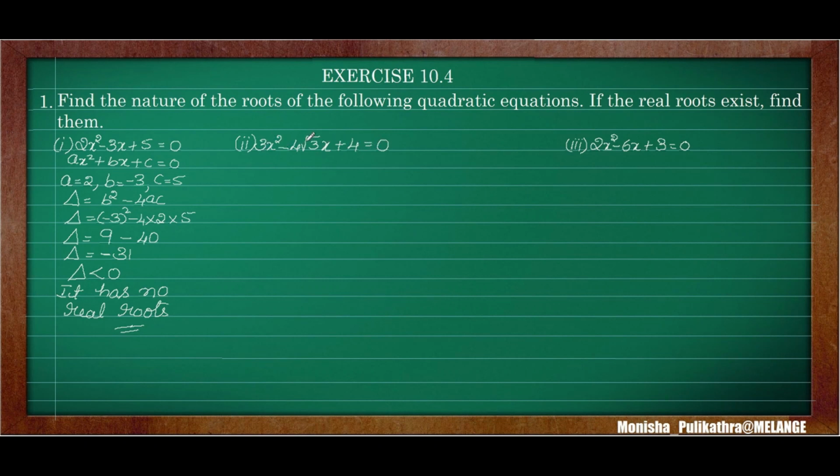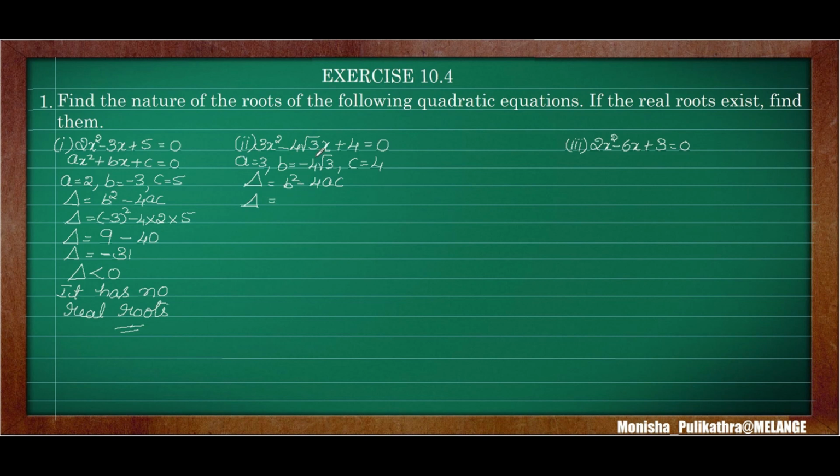Here the equation is in the form of ax square plus bx plus c. Here a is equal to 3, b is equal to minus 4 root 3 and c is equal to 4. First we need to find out the nature of the roots. If it has real roots, only in that case we need to find them. Okay, so delta is equal to b square minus 4ac.